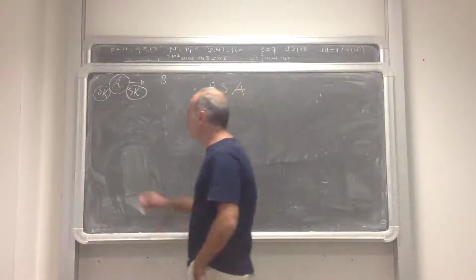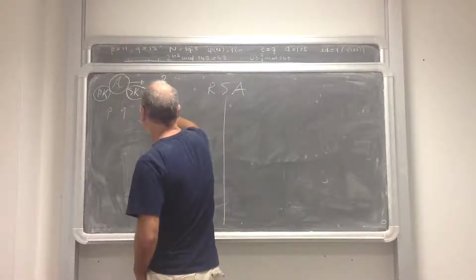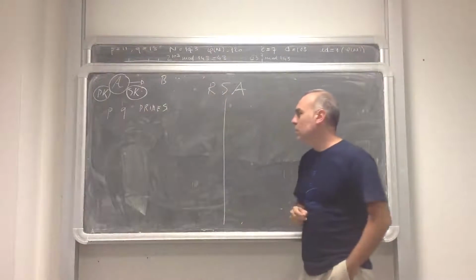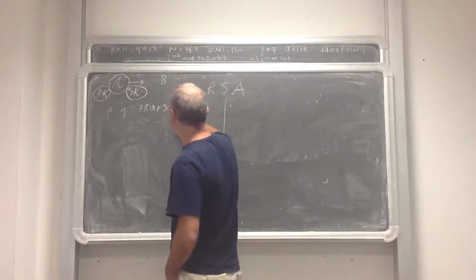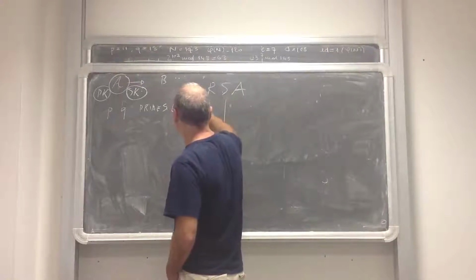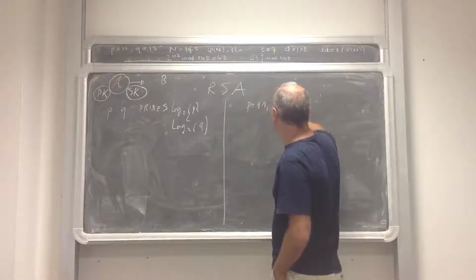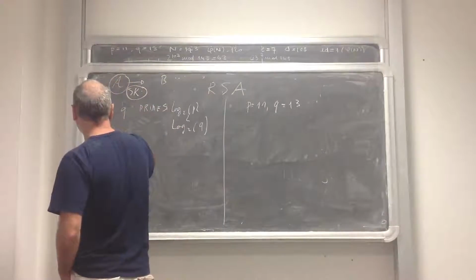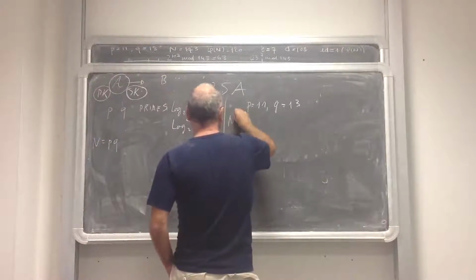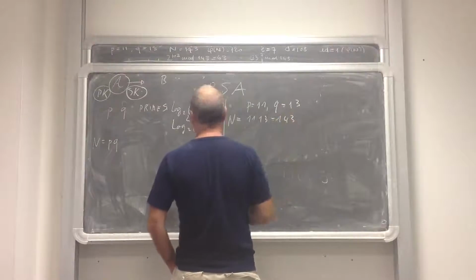Okay, so first of all, we need primes P and Q. And for security reasons, they must be of similar size. So log 2 of P close to log 2 Q. So as the example, we take P 11 and Q 13. Now we consider N, which is the product of P and Q. So in this case, N is 11 times 13, 143.